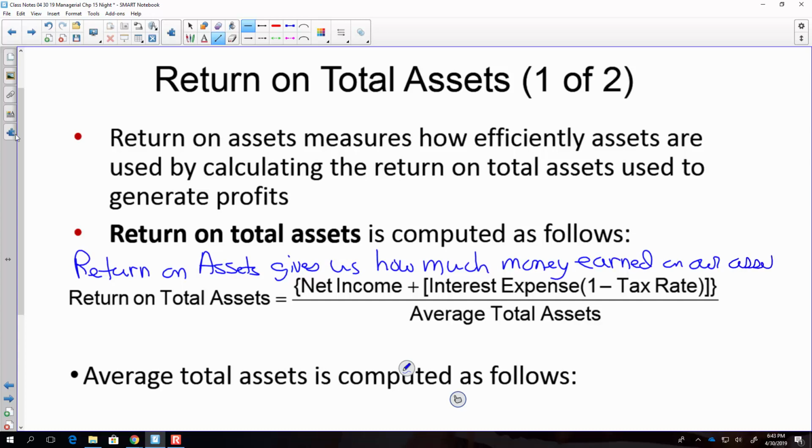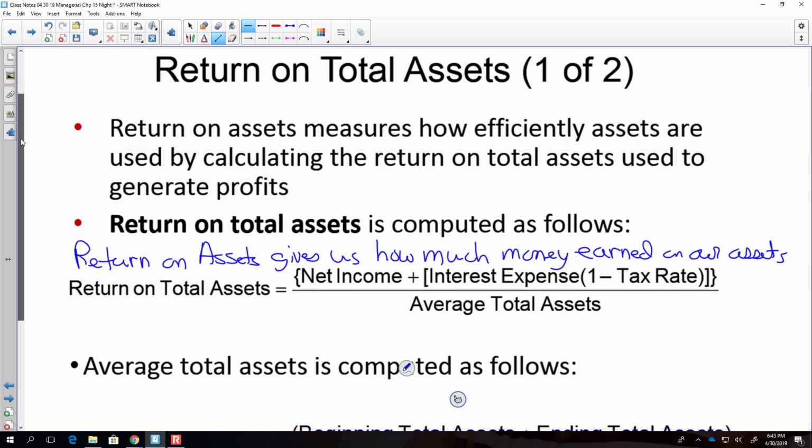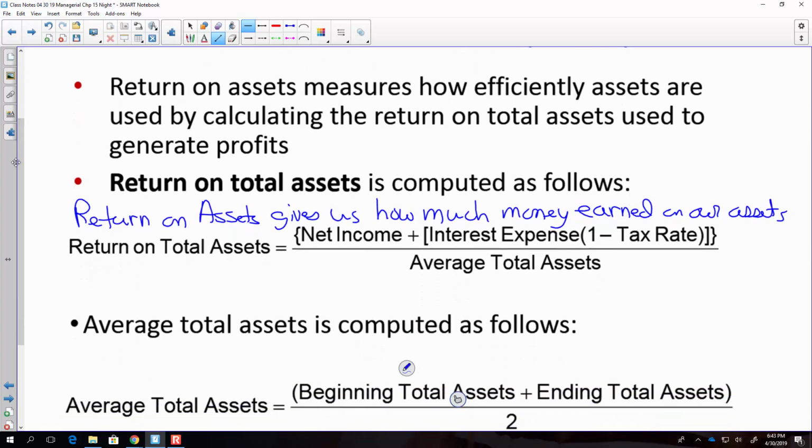Really shows us how much money we're making on our assets, right? How much return are we making on our assets? So this formula is a little more complex. This is probably the most complex one that we have of all of our ratios. The average assets, now you're looking at total assets, so we're looking at both current and fixed, right? All assets contained in this ratio.